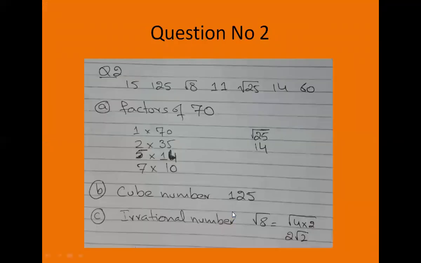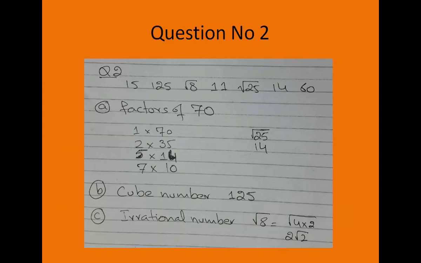Okay, so here a list of numbers is given: 15, 125, under root 8, 11, under root 25, 14, and 60. So factors of 70. We have to select out of this list if there is any factor of 70. So I can write a list of factors of 70. 1 multiply 70 gives you 70. 2 multiply 35 gives you 70. 5 multiply 14 gives you 70. And 7 multiply 10 gives you 70. So the factors of 70 are 1, 2, 5, 7, 10, 14, 35, and 70.